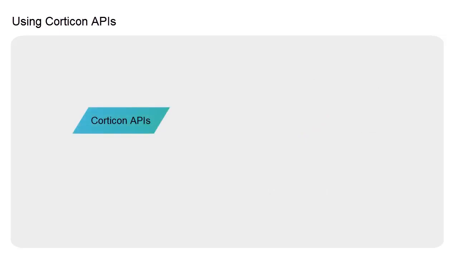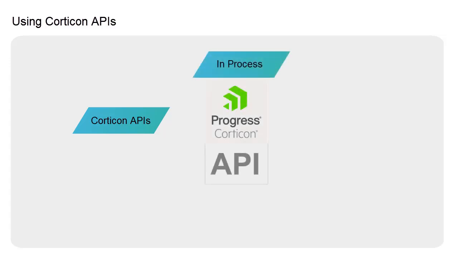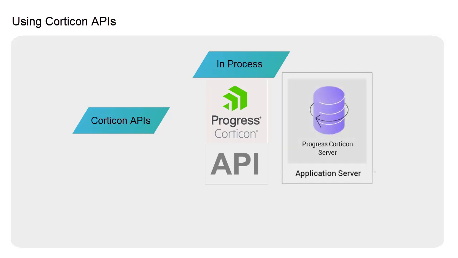If you want to deploy a decision service in process, you should use the Corticon Server Java API to deploy and call your decision service. If you are deploying to an application server, consider using Corticon Server's SOAP and REST APIs. If you want to manage deployment from a command line or other utilities, using APIs gives you additional control of your deployment.